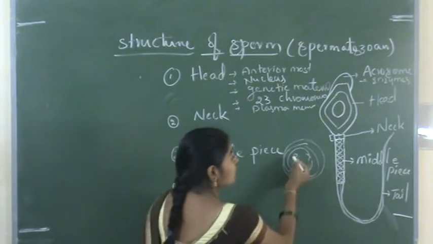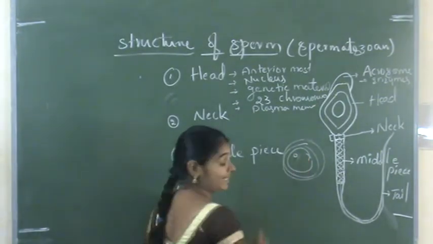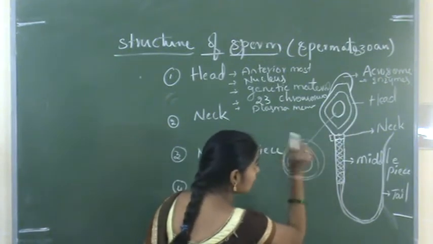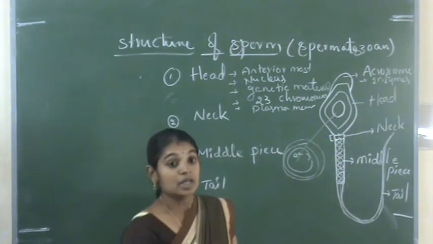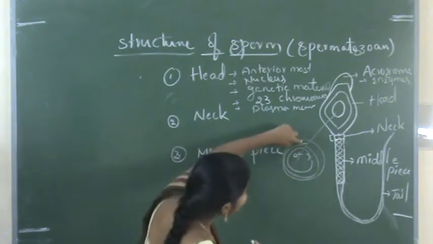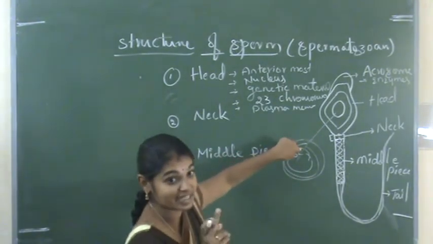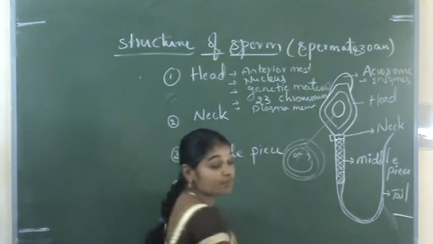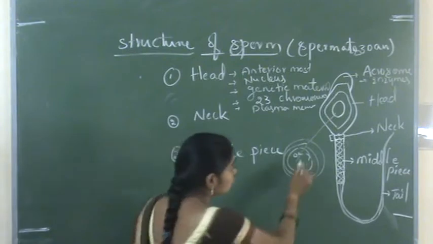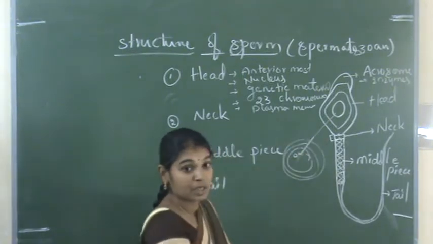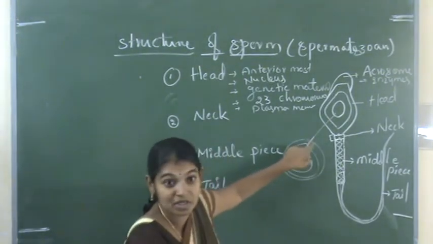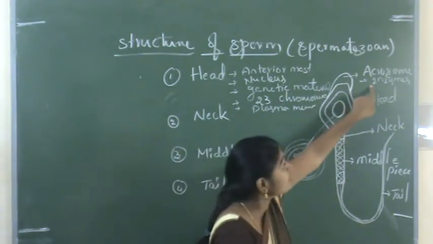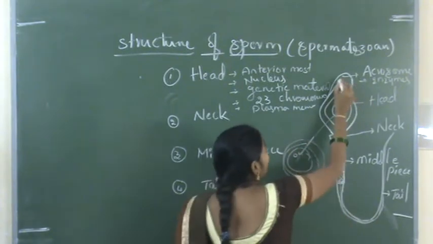To reach the egg nucleus, the sperm nucleus must cross these membranes, so these membranes first disintegrate. This disintegration of the membranes is done by the enzymes which are present in the acrosome.